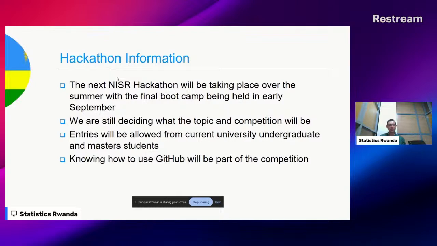We are open to suggestions on the exact kind of topic or competition you would like to compete in. And any feedback around that point is extremely welcome. Entries will be allowed from current university undergraduates and master's students. I think this is the same requirement as last year. So if you are a university undergrad or master's student, please keep your eyes open for any information we'll be sending around about this. We really do want as many of you as possible to compete in our competition.